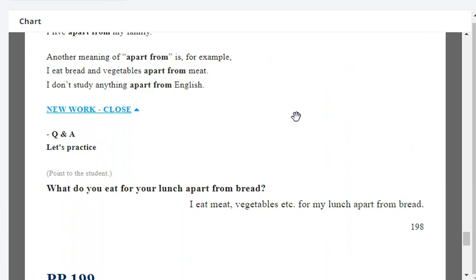What do you eat for your lunch apart from bread? I eat meat. Vegetables, etc. For my lunch. Apart from bread. Very good.